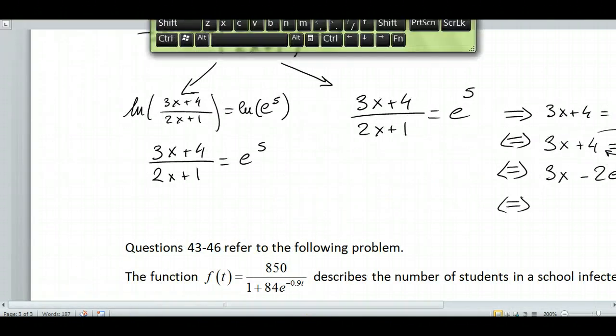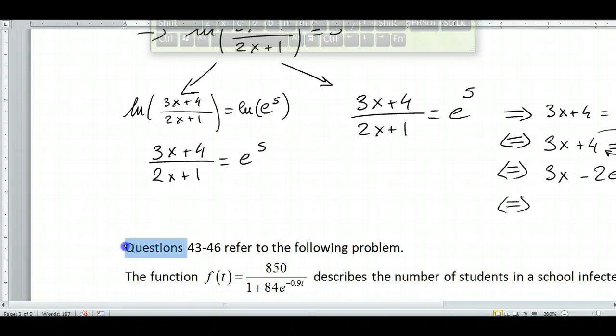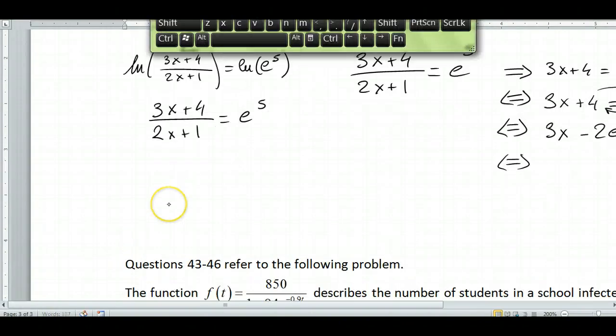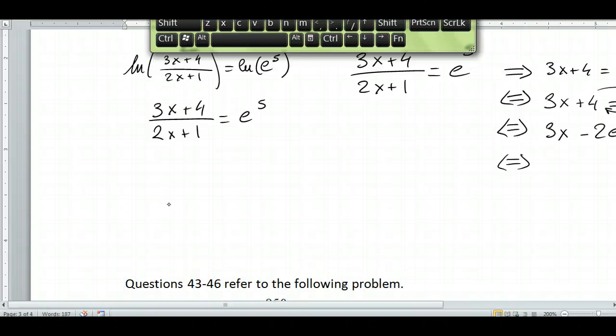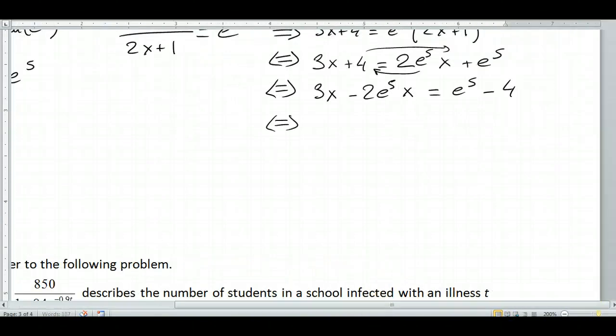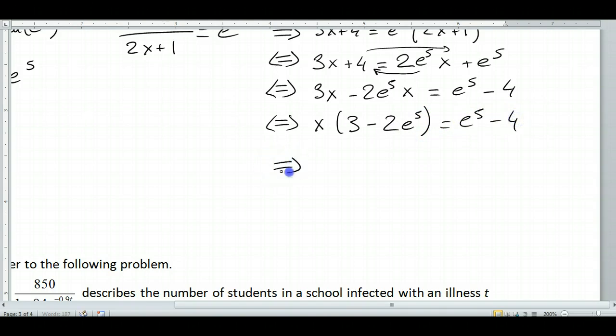So let's see. Here we go. That's going to work better. All right. Factoring x times 3 minus 2e5 equals e5 minus 4, and so we have x equals e5 minus 4 over 3 minus 2e5. Oh, only one answer.